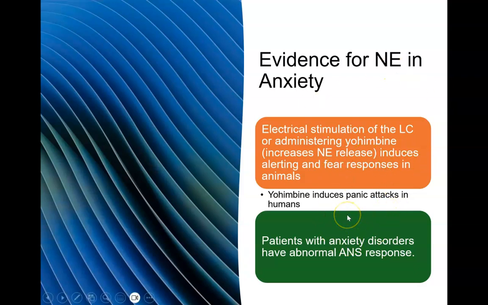And one of the things that we think is going on is that patients with anxiety disorders have an abnormal autonomic nervous system response. And remember, norepinephrine is the primary neurotransmitter of the sympathetic nervous system. So in particular, we might experience the feelings of anxiety as kind of being an overactive sympathetic nervous system.